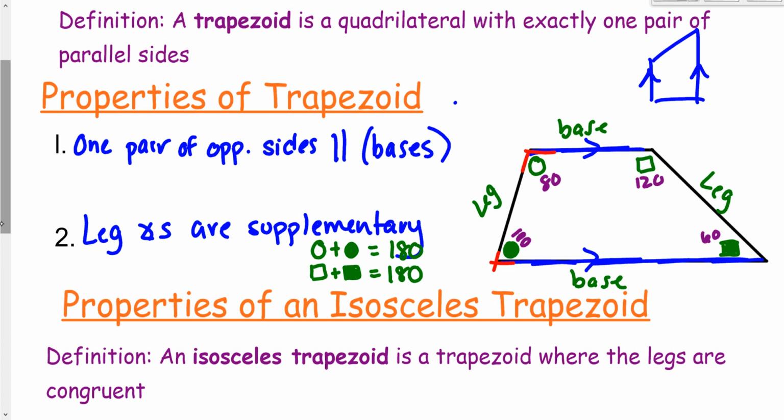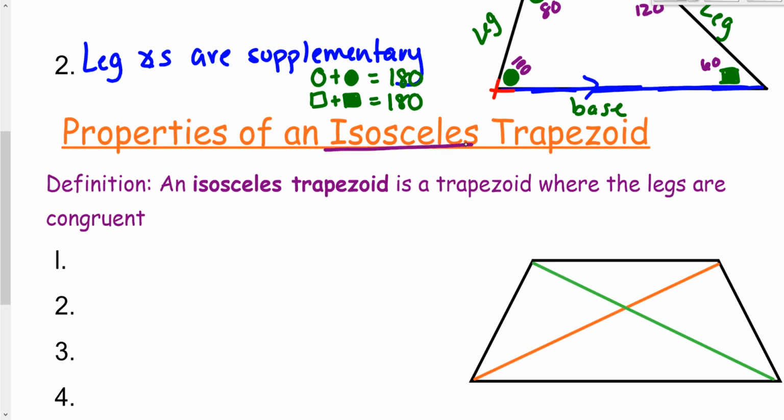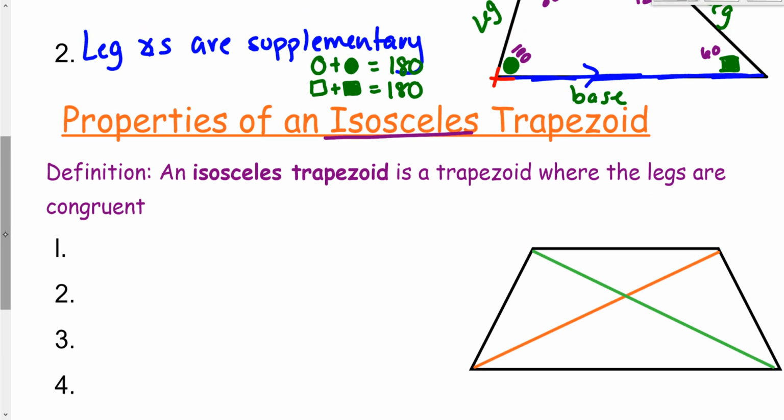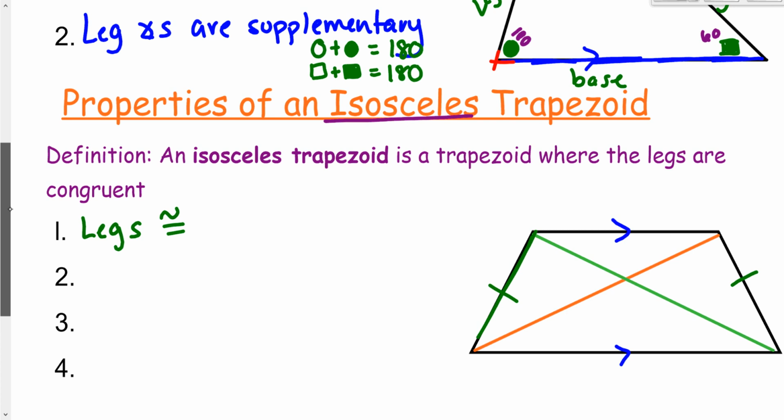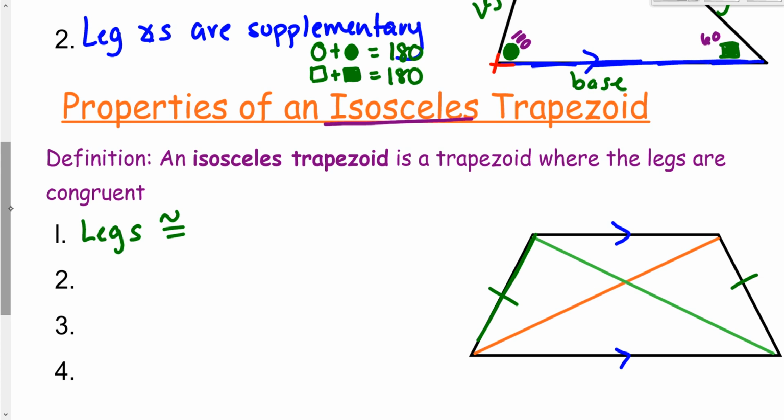The real important shape of trapezoids is what we call an isosceles trapezoid. An isosceles trapezoid is where the legs are congruent. So we know we have our bases, and we know that the bases are going to be parallel. Okay. And then we know that the legs are going to be congruent to each other. Now this is in addition to these properties. So you have bases are parallel, you have leg angles are supplementary, now you have the legs are congruent.